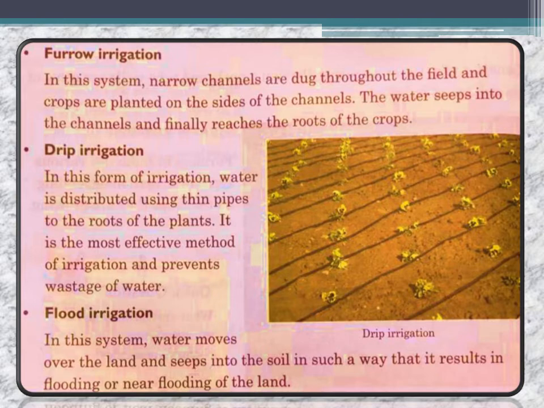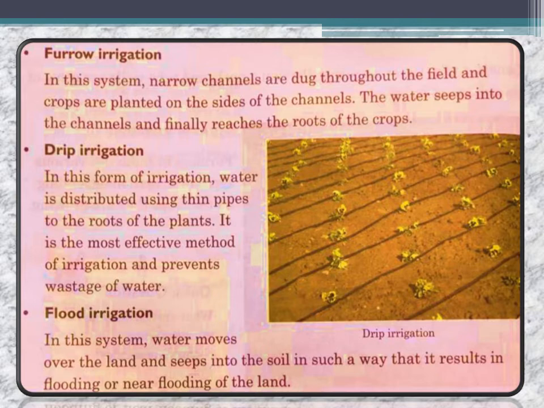So what happens in this? First you need to dig narrow channels all over the field, then plant the crops on the sides of the channel, and the water will go through the channel and reach the roots of the crop, and like this the crops will get the water.